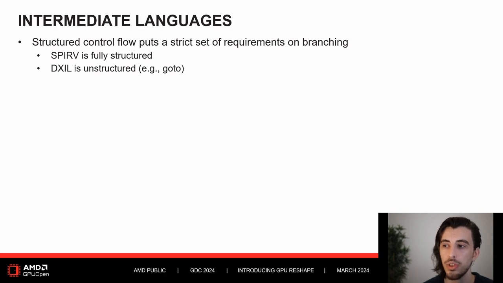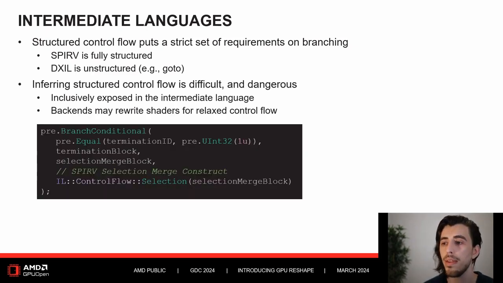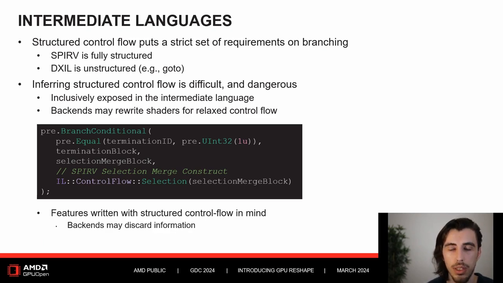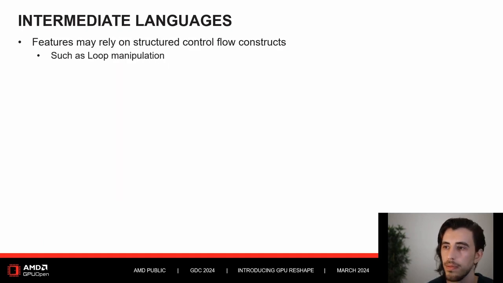Another difference is what's known as control flow. Now, I'm going to keep it simple and say that structured control flow is a very strict set of requirements on branching, where flow is the order of operations within a program. SPIR-V is structured, DXIL is not, and imagine DXIL as a bunch of gotos and jumps. Thing is, inferring this is very difficult and dangerous, so it's instead exposed into the intermediate language. In this screenshot, we're performing a branch to one of two blocks, and we inform the backend where these two paths will merge later on. If the backend needs this information, it'll use it, and if not, it'll discard it.